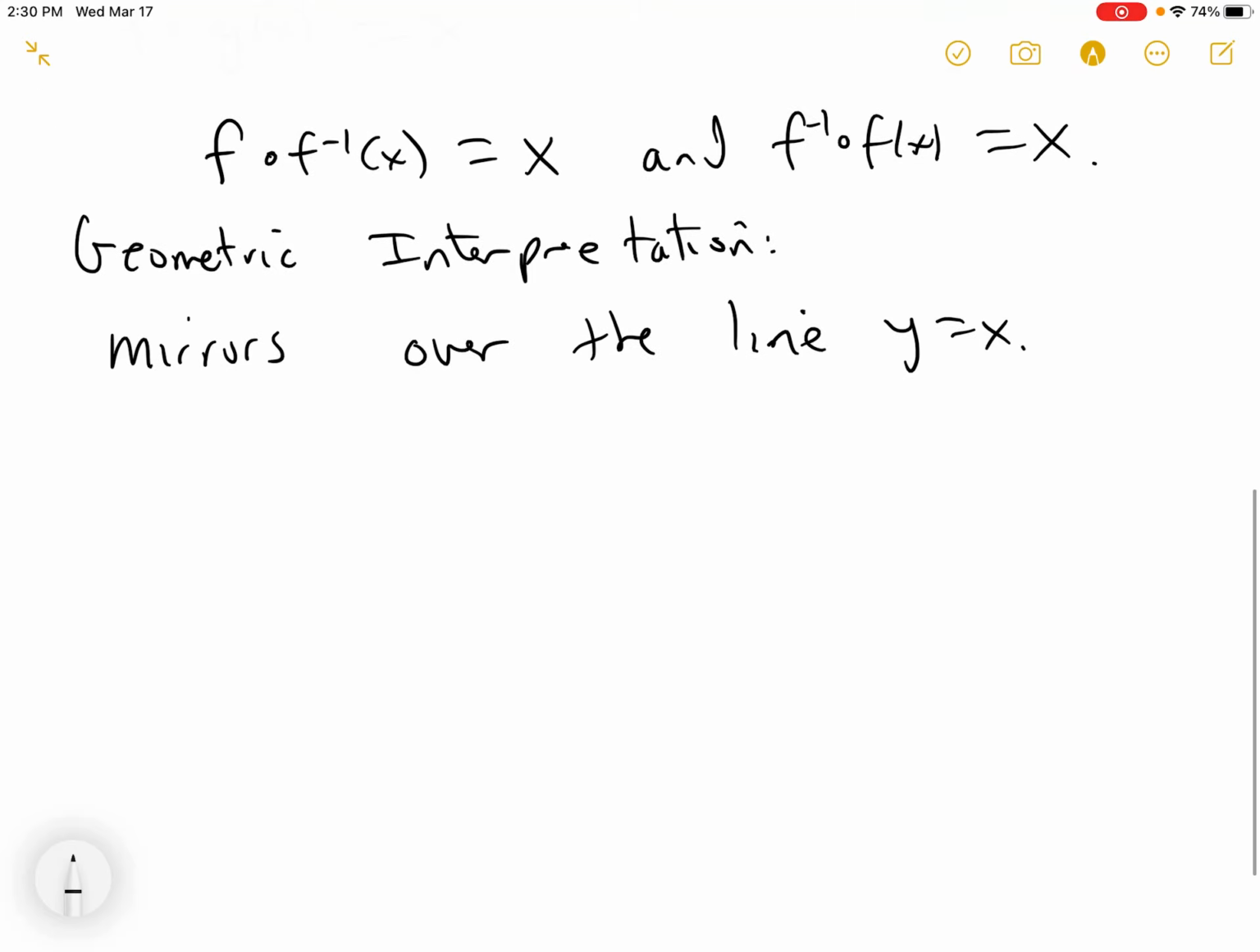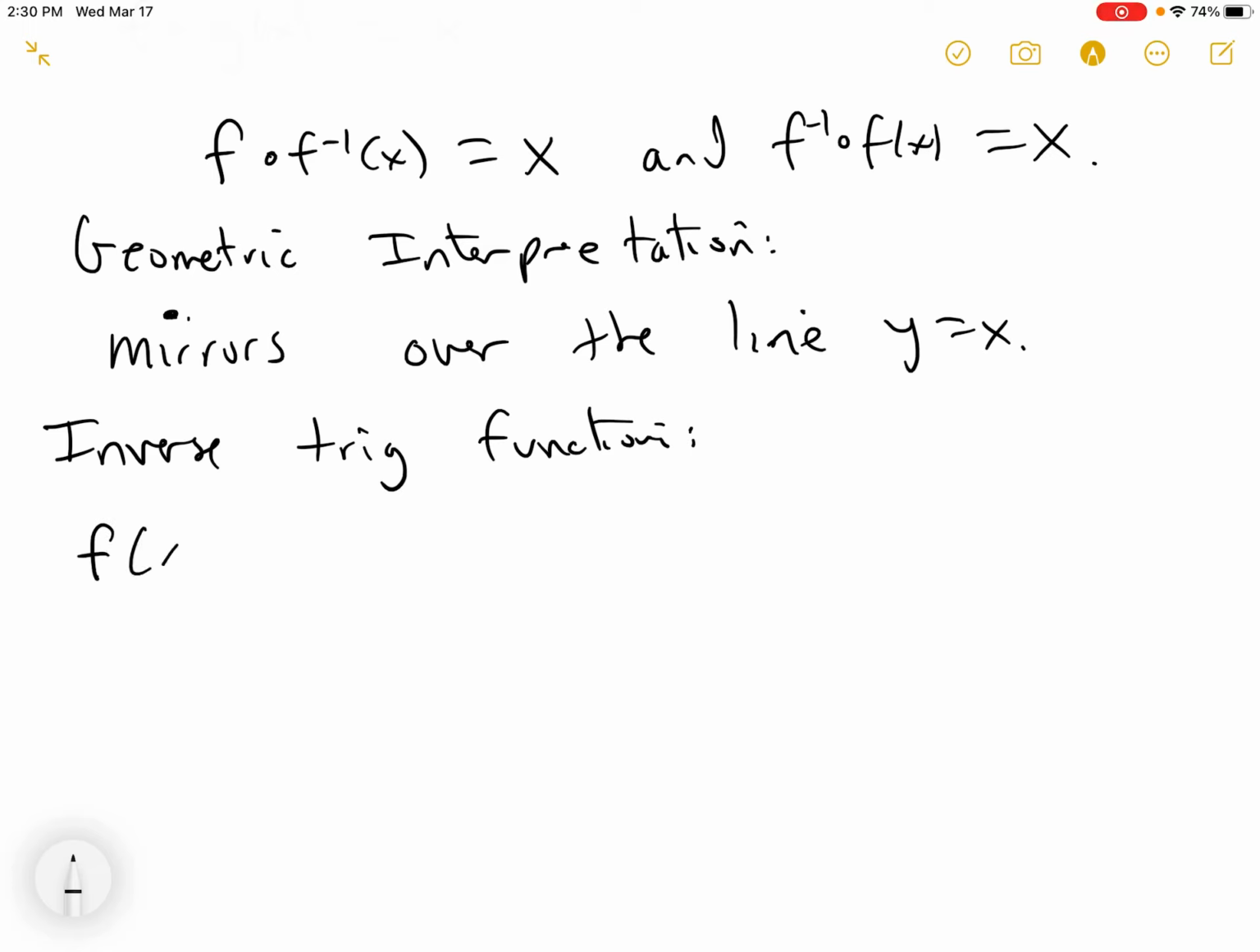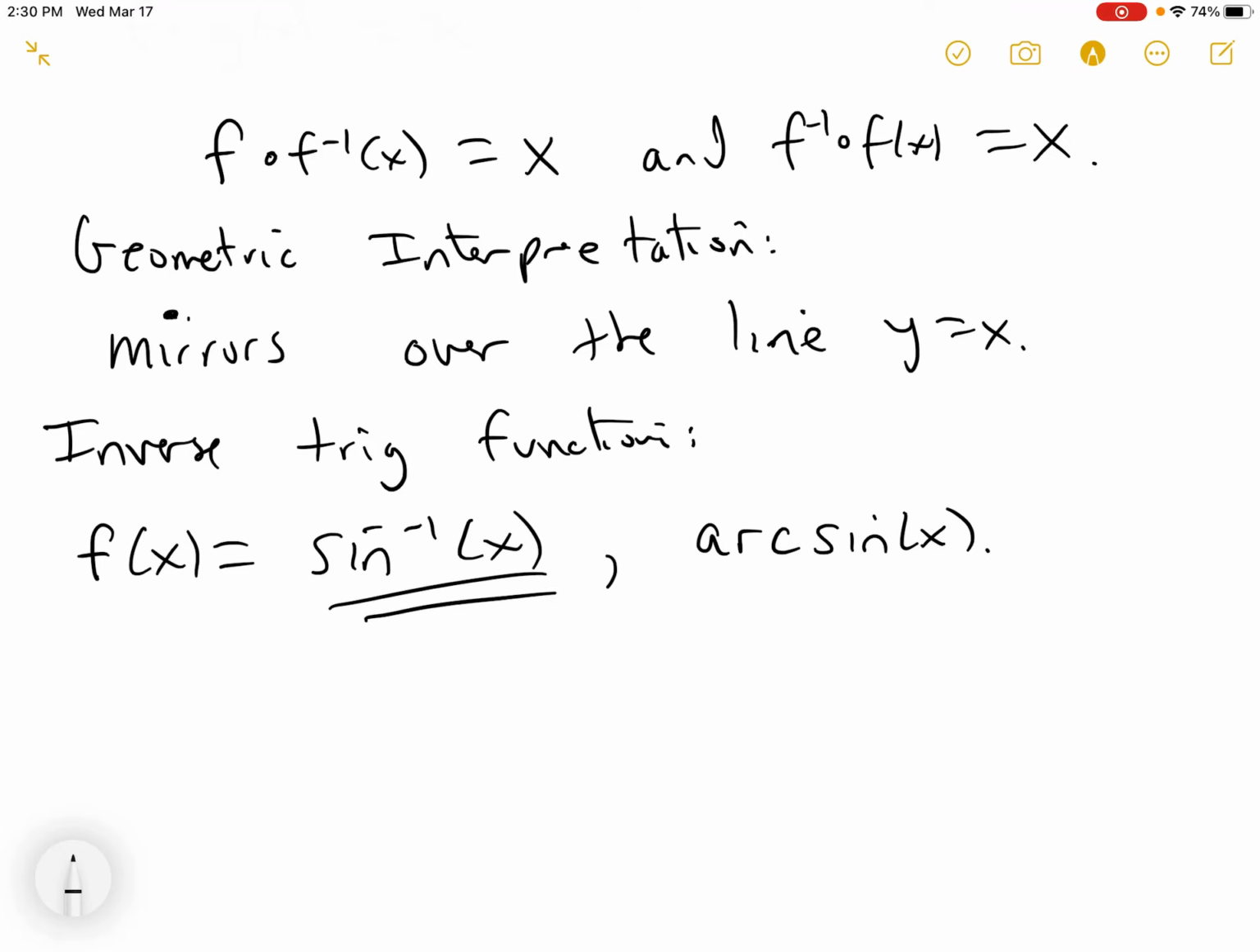Okay, so what we want to do is talk about trig inverse, so inverse trig functions. And so, for example, if I let f of x be the sine inverse of x, this is inverse sine. You can also write it as arcsine of x. Either works. I always write it like this, though, because we're talking about radians.